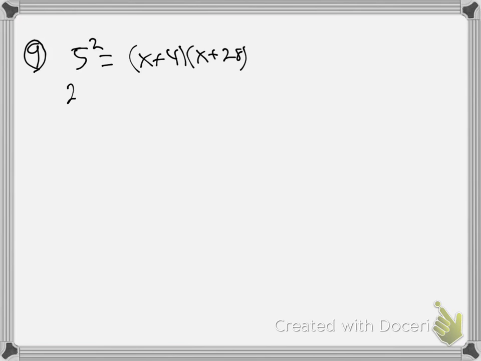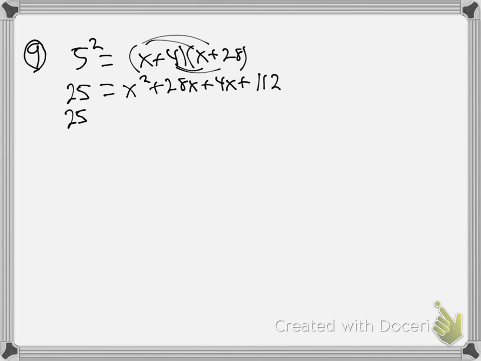So 5 squared is 25. Distribute. X squared plus 28x plus 4x. What's 4 times 28? 80 and 32. 112? 112. Okay, 25 equals x squared, and what's that? 32x plus 112. Okay, what should we do now? What do we do? Get a 0. Good. Is everybody clear on that?